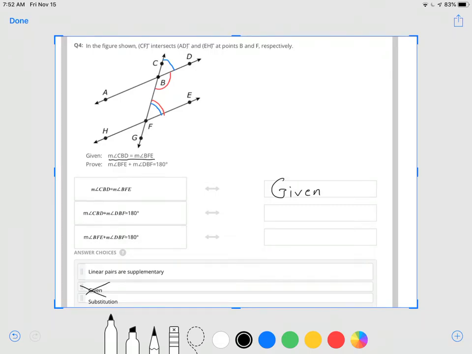The next line in the proof says that measure of angle CBD plus measure of angle DBF. So CBD is this blue one that we marked, plus measure of angle DBF. That's this red one. And they're saying that that adds up to 180. And that's true because they form a linear pair. The two of them combined form a straight angle. So linear pairs are supplementary. So that goes here.